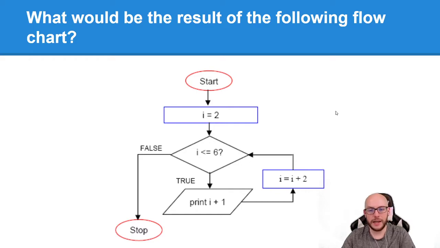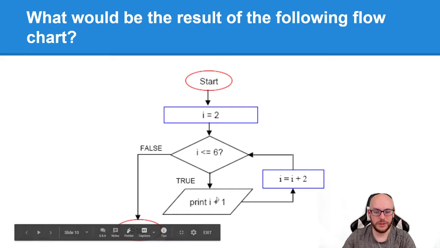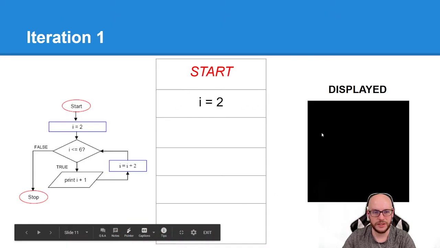Okay, so with that in mind, let's actually get a real example, some type of practice problem. Here's the start of our program. We're going to initialize I to 2. We then encounter our condition, and it's asking, is I less than or equal to 6? That is true, so we would print I plus 1. We then increment I by 2. We're going to keep doing this a couple of times.